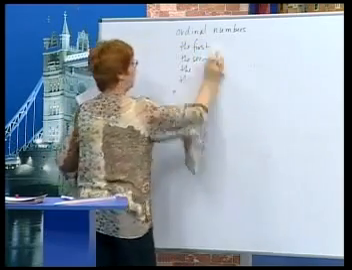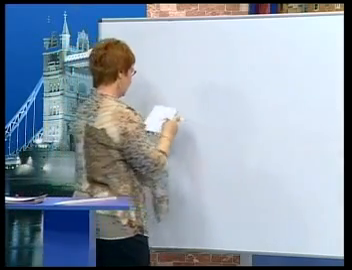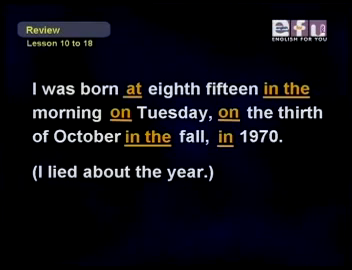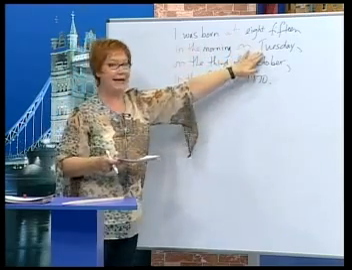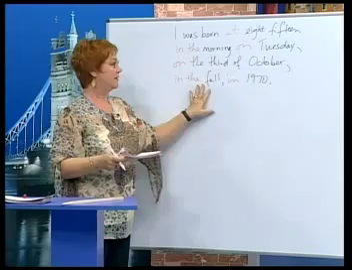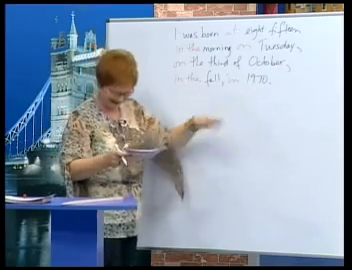Okay, now I'm going to show you a long way to tell you about my birthday. Now, here we go. I'm going to use my red pen so that you can see all the prepositions as we go. Okay, so I was born at 8:15 in the morning on Tuesday on the 3rd of October in the fall in 1970. So, time, part of the day, day of the month, season, and year. This is not true. I was really born in 1971.